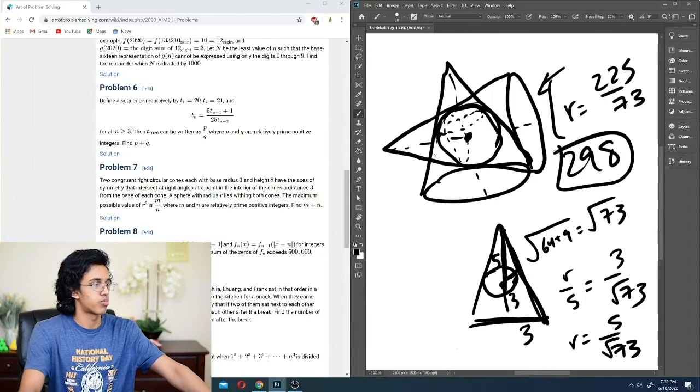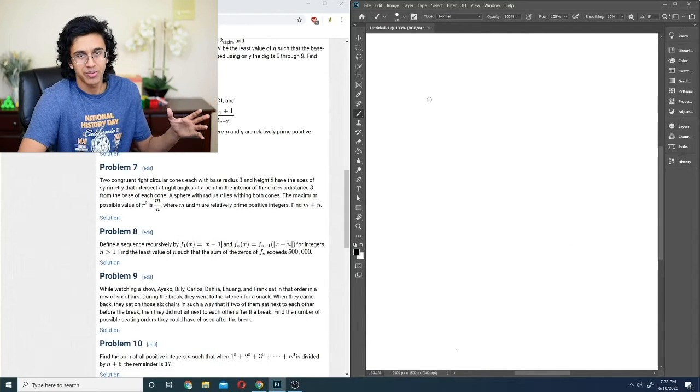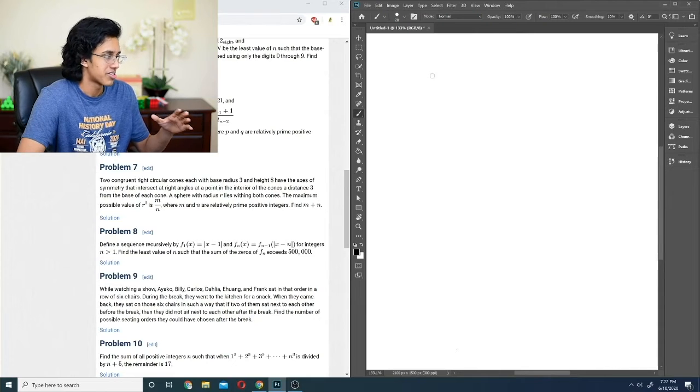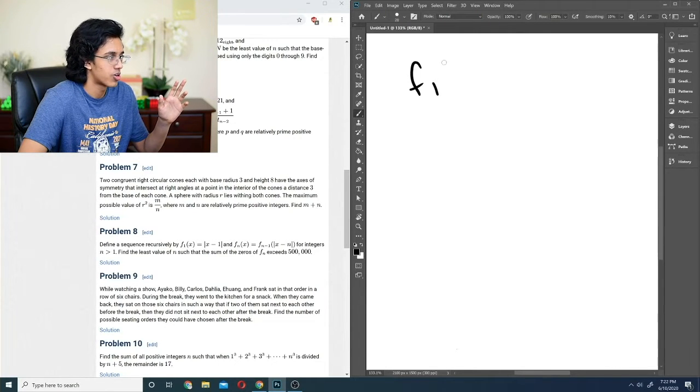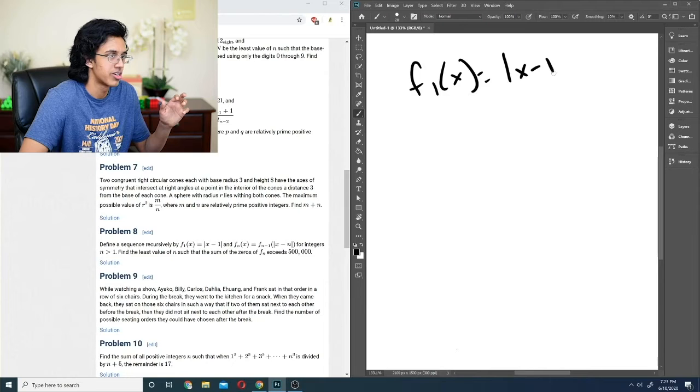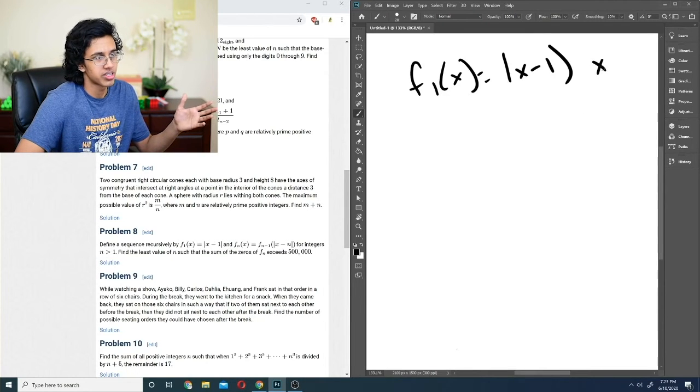Epic. Alright, problem 8. Okay, another recursion problem. Basically the way I did it, I literally just looked at the pattern again. So you basically have that f1 of x is equal to x minus 1. So where are your zeros? That's right, x is equal to 1.